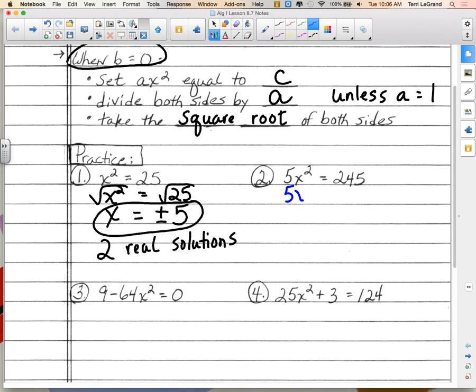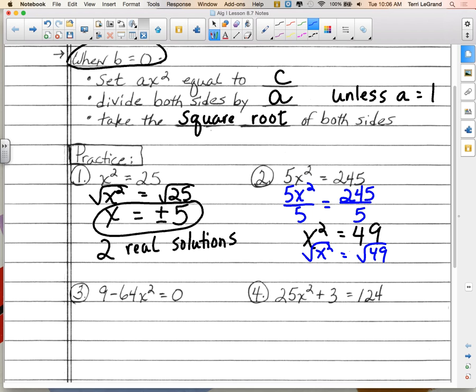Divide by 5. So 5x squared will get divided by 5. The 245 will get divided by 5. We will end up with x squared equals what? 49, okay. It's always a good thing when after we divide by a, we end up with a c value that is a square, because what are we going to do to both sides now? Square root of them. So we're going to take the square root of x squared, and we're going to take the square root of 49.